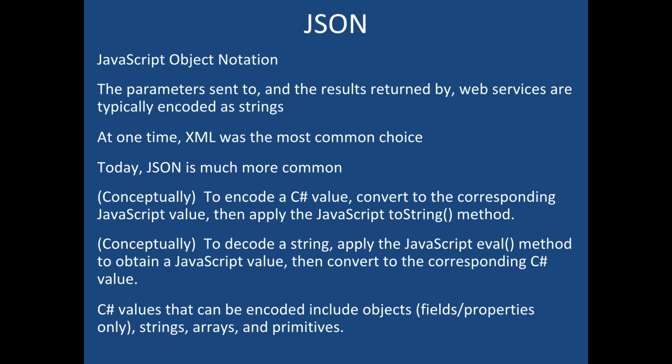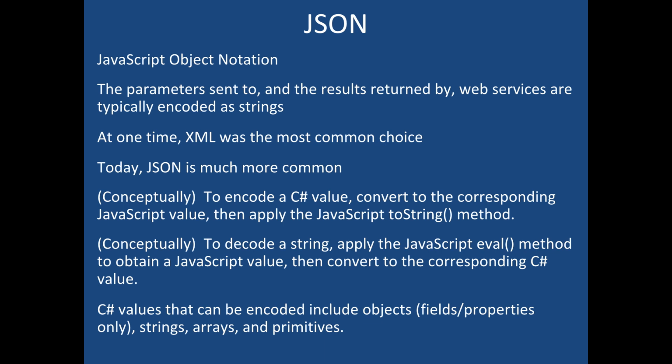In reality, that's not what happens at all. There's just a library that'll take a C# object and convert it to JSON. So the fact that JSON has its roots in JavaScript is totally irrelevant when you're using C#. That's just historical information on why we call it JSON. You can think of JSON as just a convenient way to encode an object. You can encode into JSON objects or structs or strings or arrays or primitives.